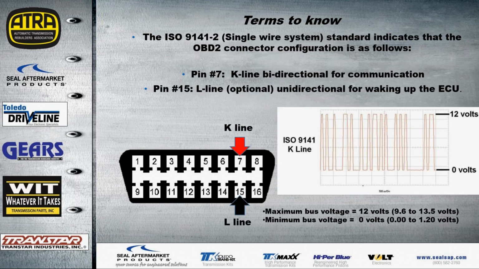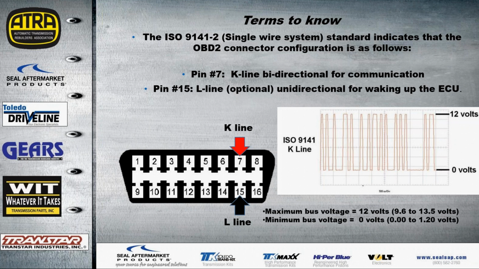Now with the ISO 9141-2, the single wire standard, basically the configuration is going to be as listed below. Our data line, otherwise known as our K line, is going to be designated at pin 7. And basically this is going to be a bidirectional signal, so it's going to be a send as well as a receive. So if we have a tool plugged into the diagnostic link connector, we do have the capacity to send as well as receive on the K line.